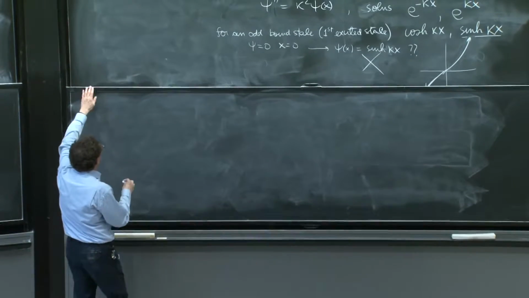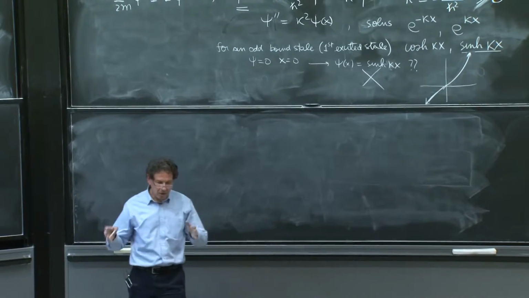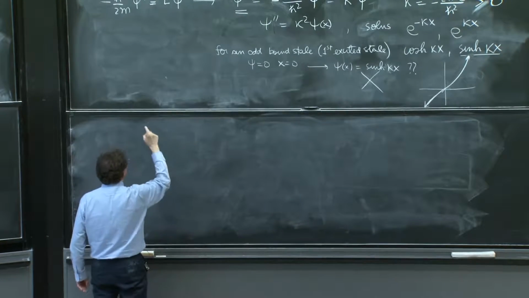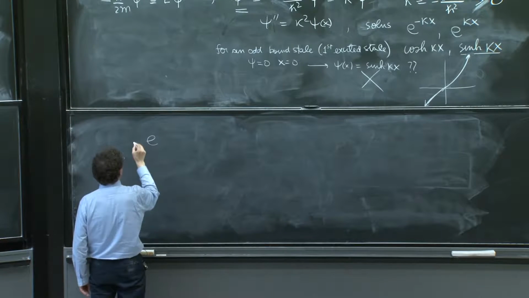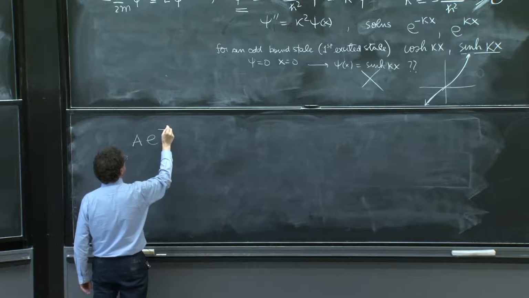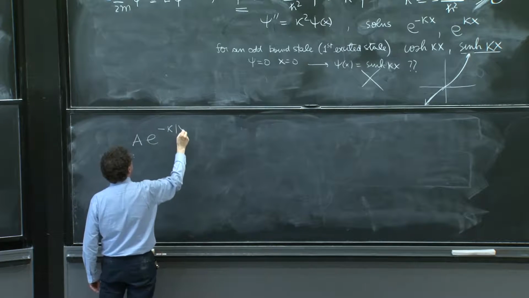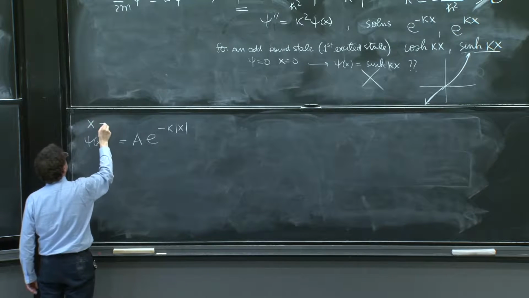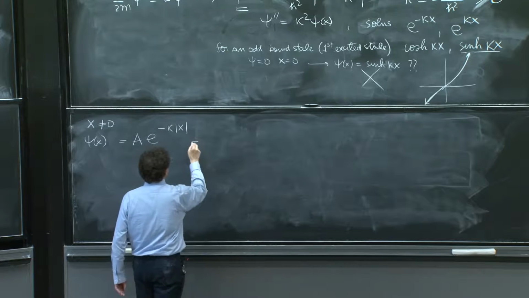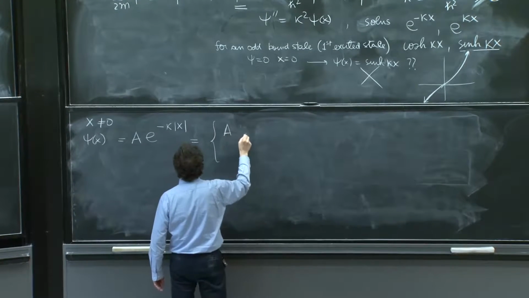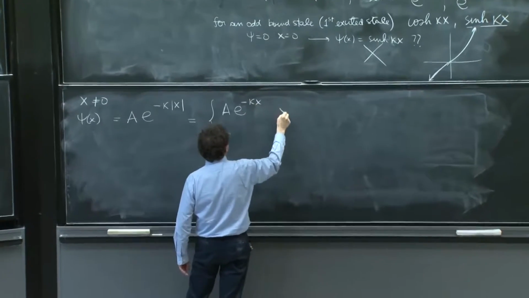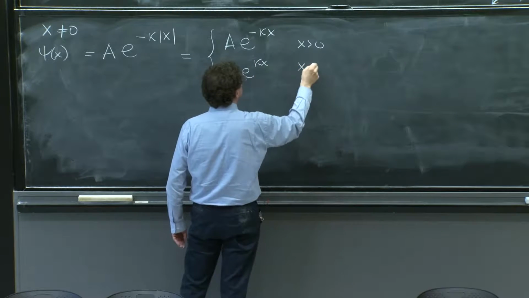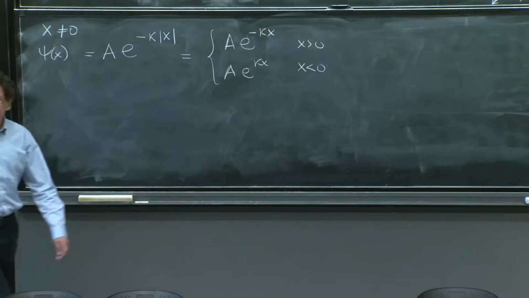So what is the wave function that we have? We must have a wave function now that is symmetric and built with e to the kappa x and e to the minus kappa x. This is the only possibility: e to the minus kappa absolute value of x. This is psi of x for x different from 0. As you can quickly see, this is e to the minus kappa x when x is positive, and e to the kappa x when x is negative, and both of them decay.